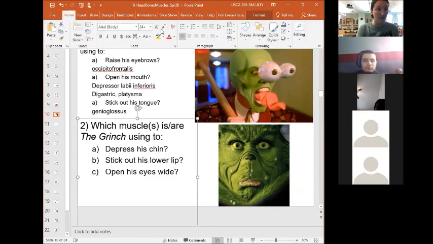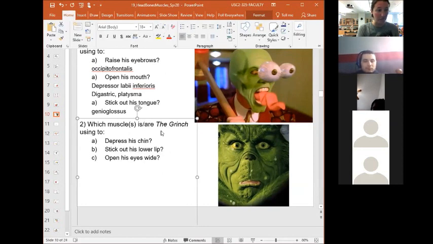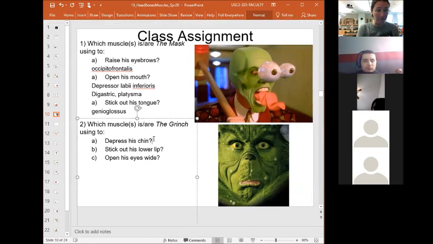All right, do you want to go through the next one just because it's good practice? Sure, why not? Okay, we're gonna make it happen. All right, depressing his chin, right? So, in this case, he's not pulling his lip down necessarily. We'll get into that in a second, but what is being used just to pull his jaw down?